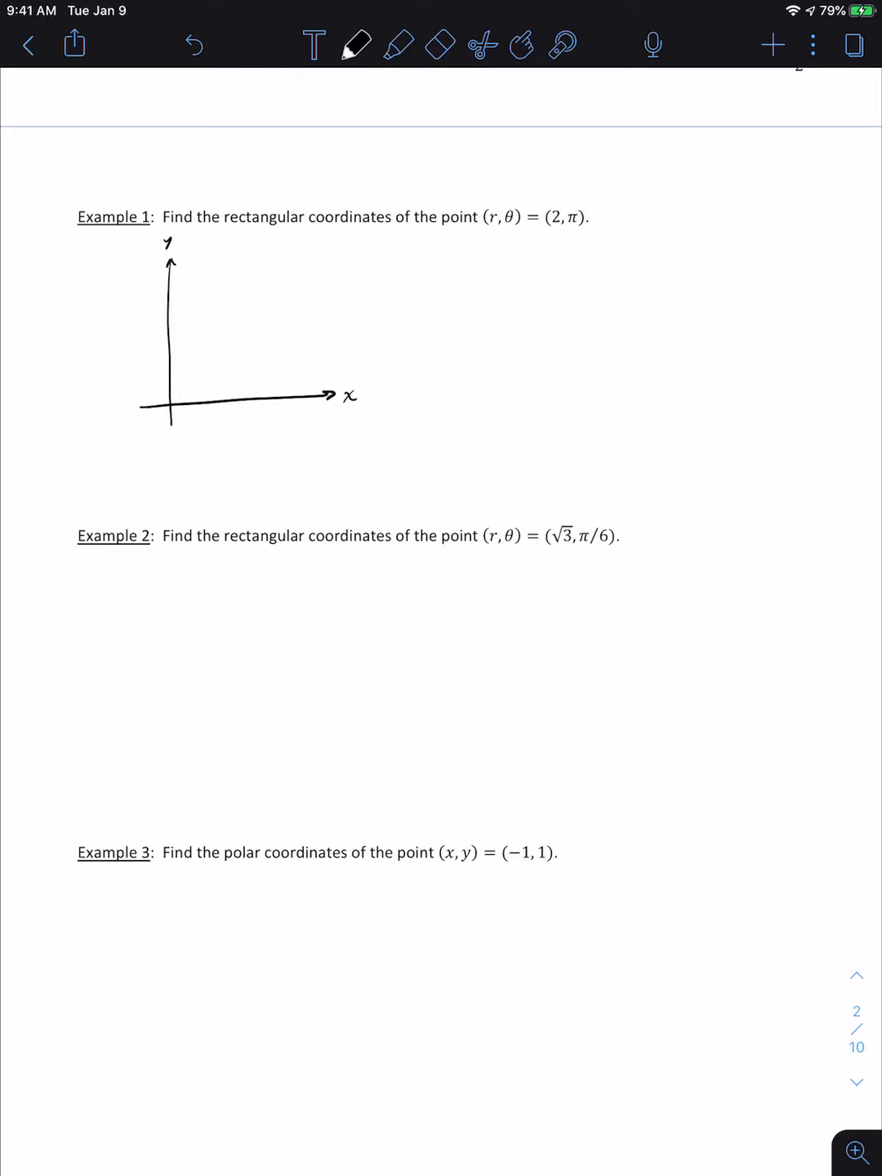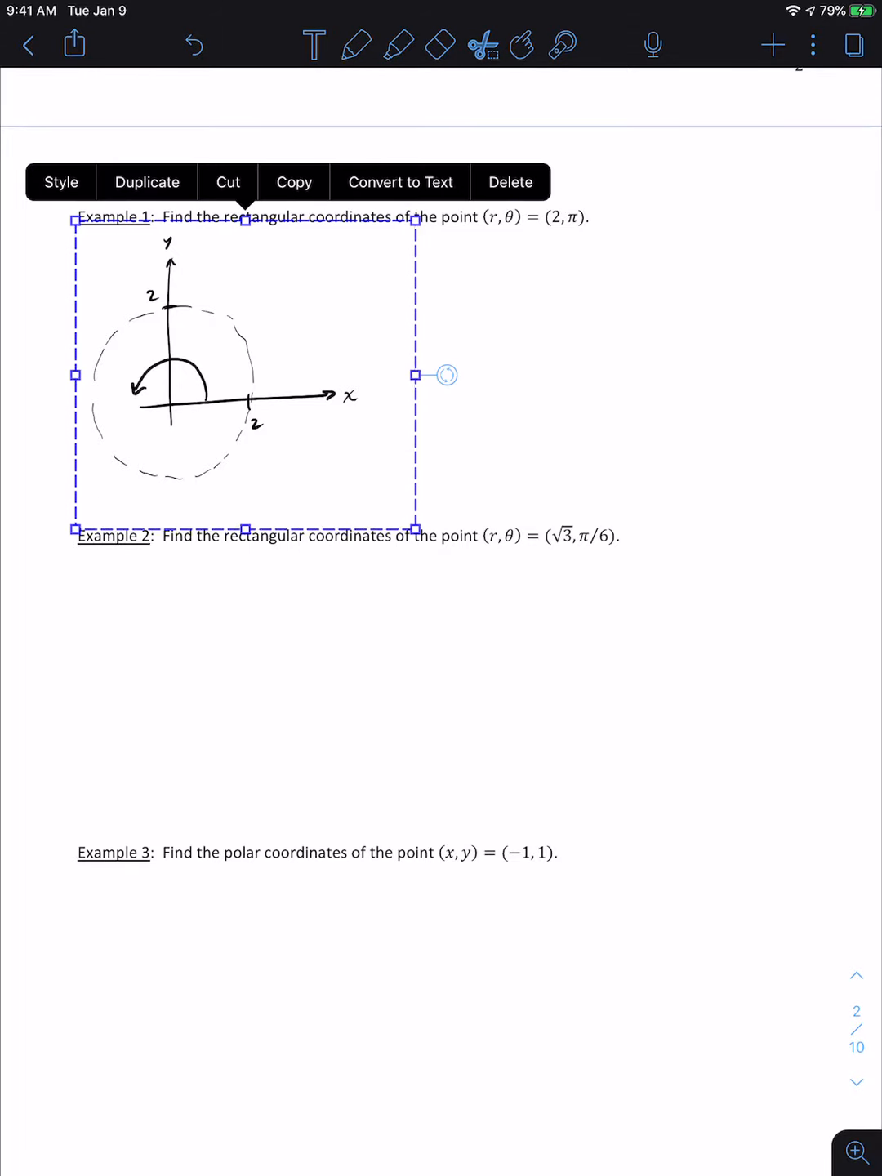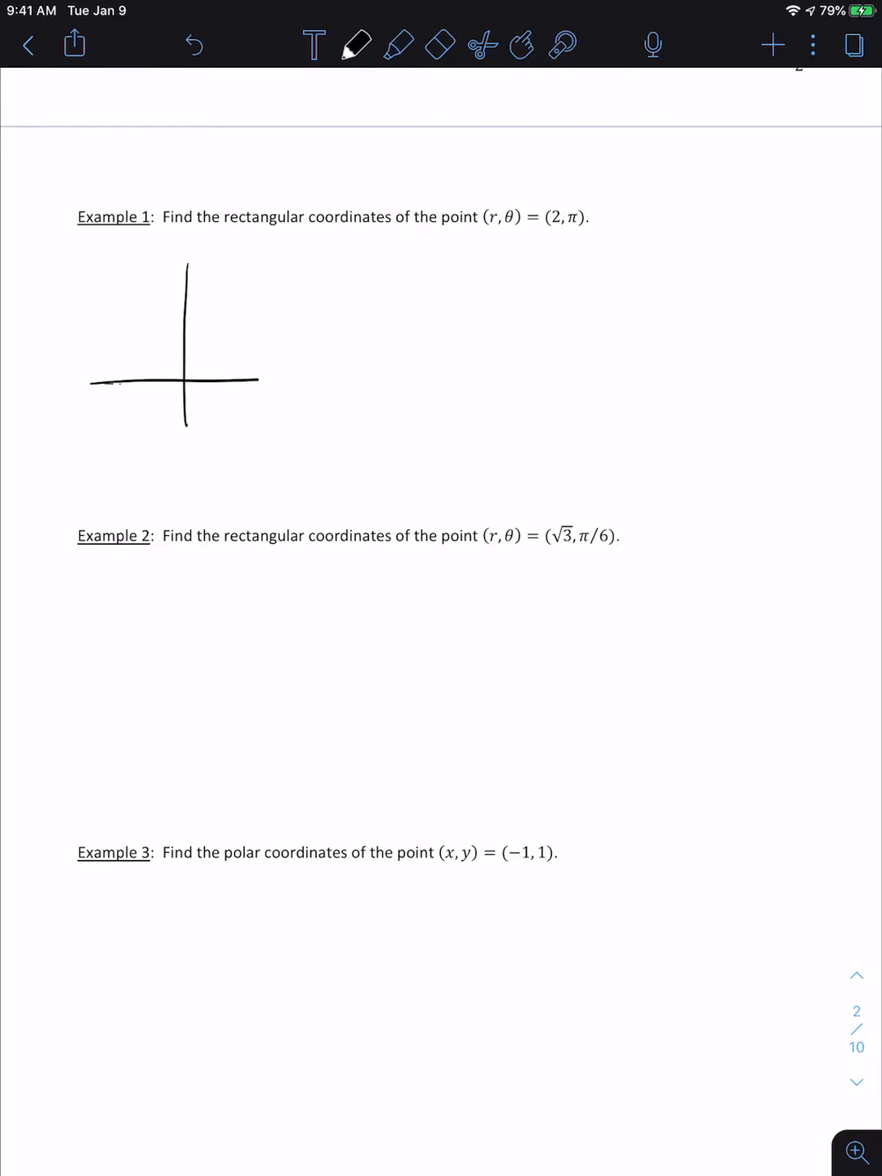Here's x, here's y. (2, pi). Well, remember, what does that 2 mean? That means that I lie on the circle of radius 2 here. Pi means the angle from the positive x-axis. So in other words, pi would be all the way over there. So this point is going to be a distance 2 away from the pole, and an angle pi away. So it's going to be just this point right here. That's the point (2, 0)? Because that's a distance r, and this is theta.